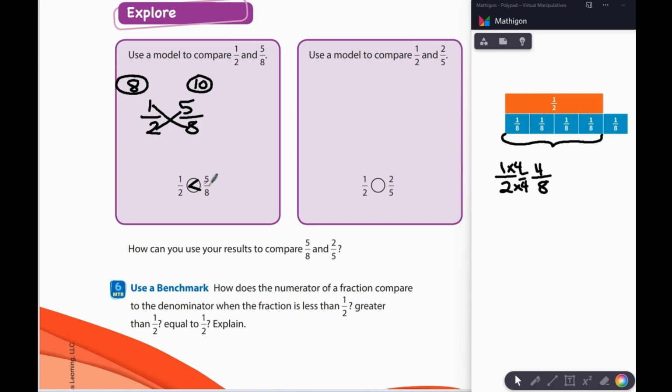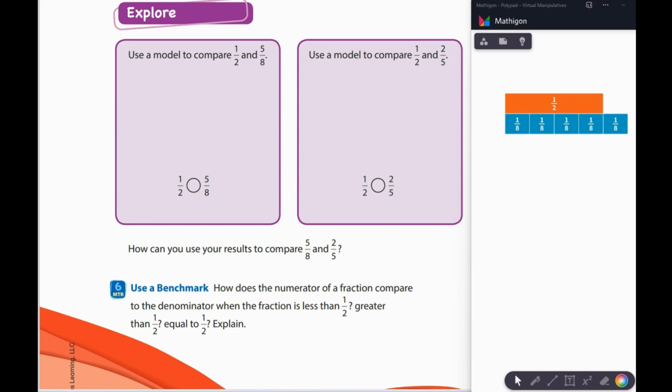But in this case, we have 5/8. This is 4/8. That means 5/8 is more. If I'm comparing it to the benchmark 1/2, I have an extra eighth here. So that means that 5/8 would be more if you remembered your equivalent fractions. Okay? So that's another way to determine which one is greater. Now, let me erase all of this and let's move on to our second one.